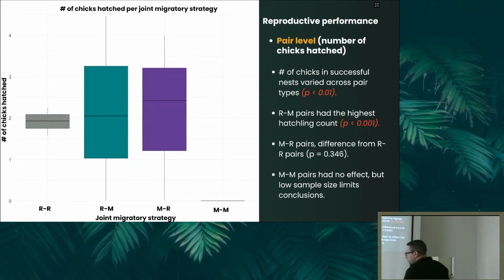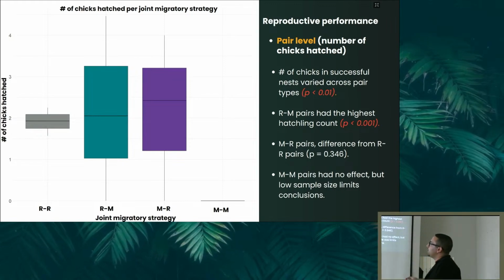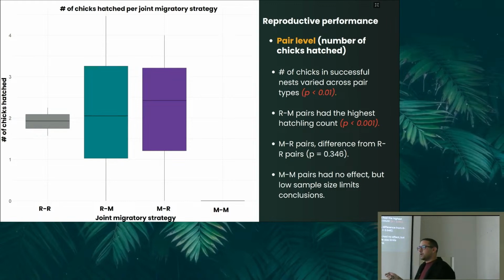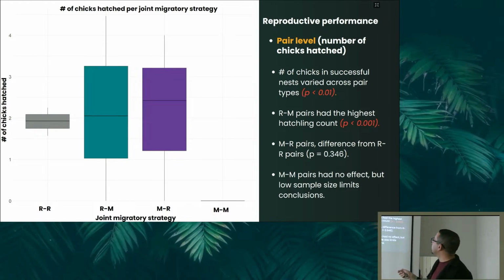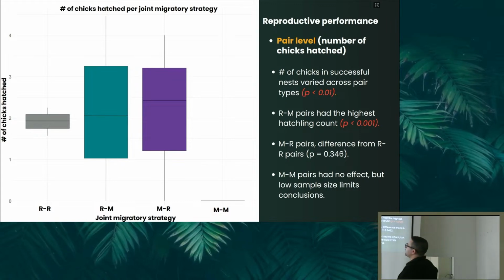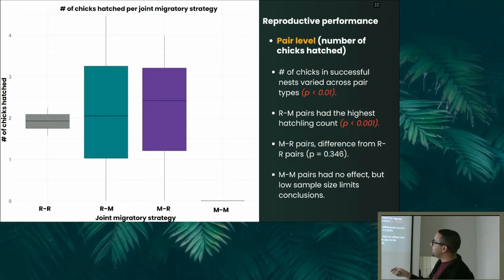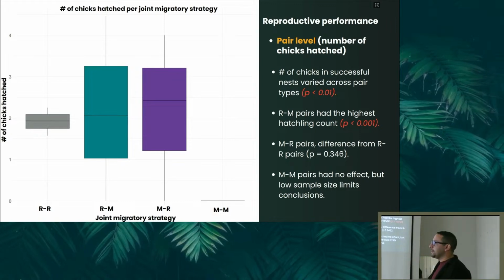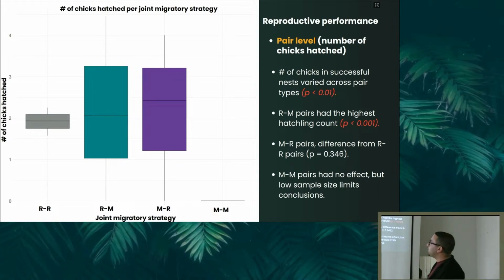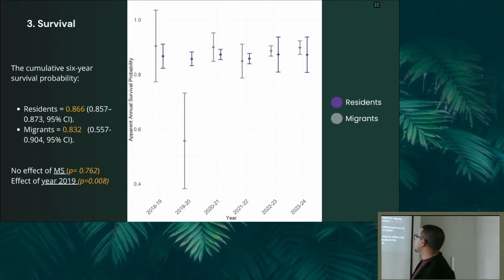Okay, but when we also measured reproductive performance as the number of chicks that hatched per joint migratory strategy, again we found that in pairs where at least one of the parents was a migrant, we had a significant effect, particularly in pairs where the female was the resident and the male the migrant. We couldn't find any effect when both parents were residents. And again, since we didn't have enough data about migrant pairs, we couldn't draw conclusions for that migratory strategy.